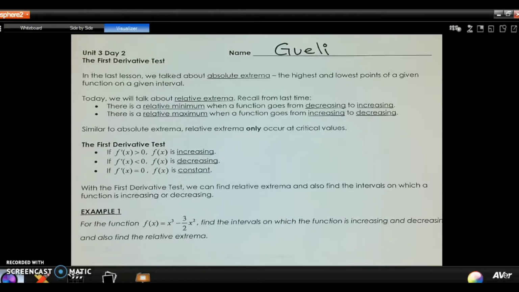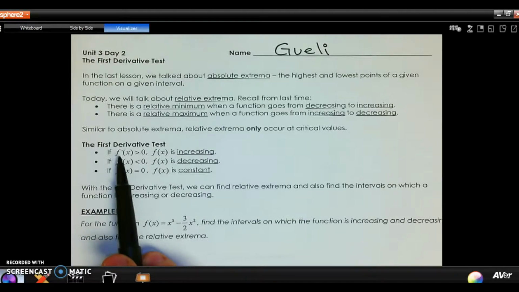Okay, so the first derivative test. Last time we talked about the extrema, the highest and lowest points of a given function on the interval. Today we're going to talk about what it means if it was just at one of those critical values. What if it wasn't the absolute largest or the absolute smallest, but what's going on when your derivative equals 0?